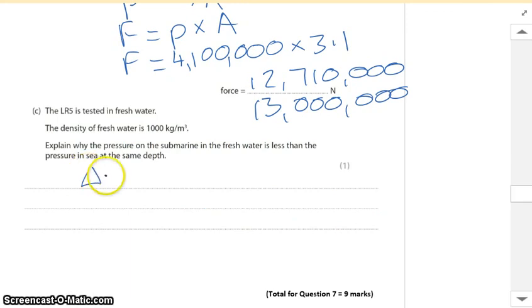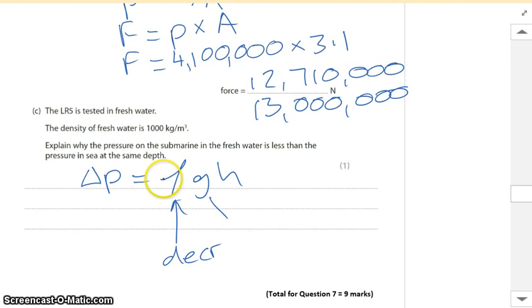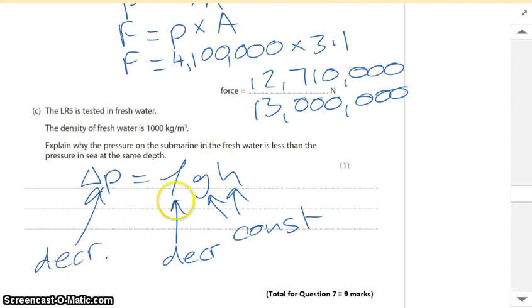And the last bit, why is the pressure less? Well, if you go back to the formula, rho g h, if this value here decreases, and these two here are constant, then this value here must also decrease.